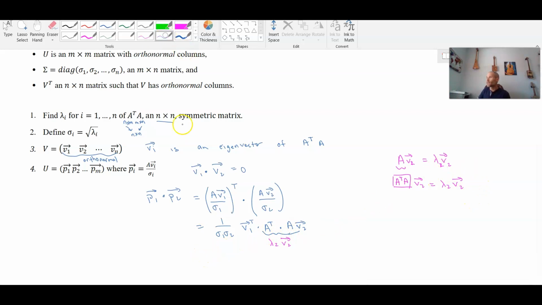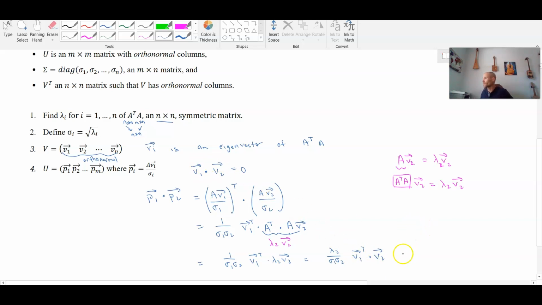So what this leaves me with is 1 over sigma 1 sigma 2, and since this is equal to v1 transpose times lambda 2 v2, I can factor out the lambda since that's a scalar, and I get v1 transpose times v2, or in other words, this is just the dot product between v1 and v2.